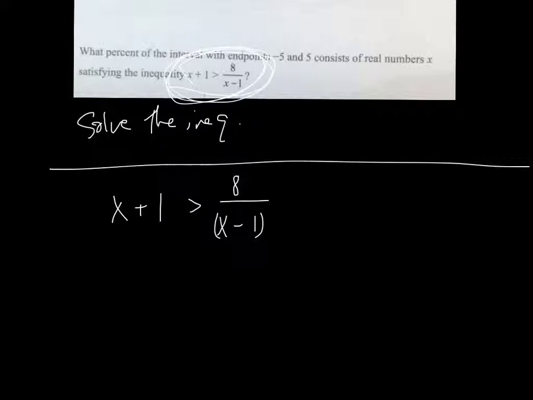Multiply both sides by x minus 1. Is x minus 1 positive or negative? We don't know. Do you see what I'm saying? x might be 4, x might be 0. Both of those are valid choices between negative 5 and 5. So the very first move we make, we don't know which way the inequality goes. So we can't do this. This is against the rules.